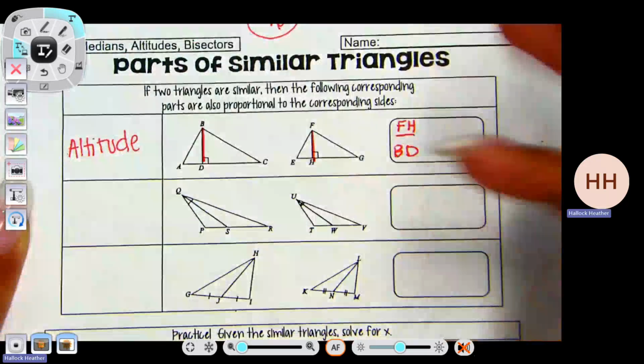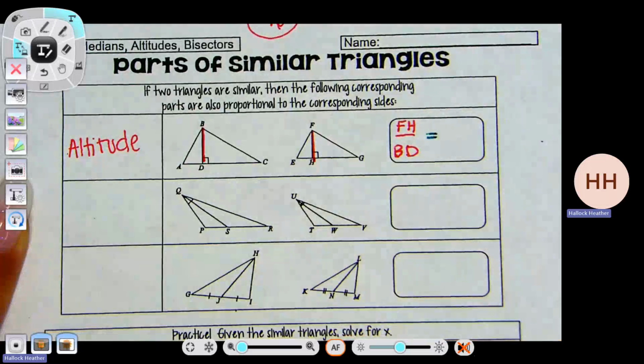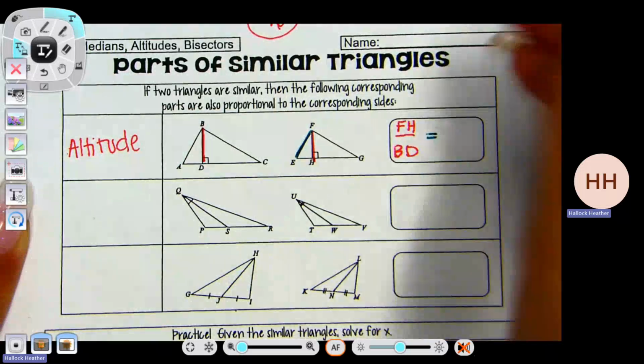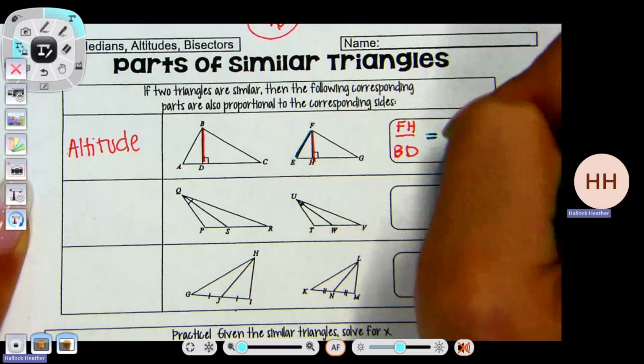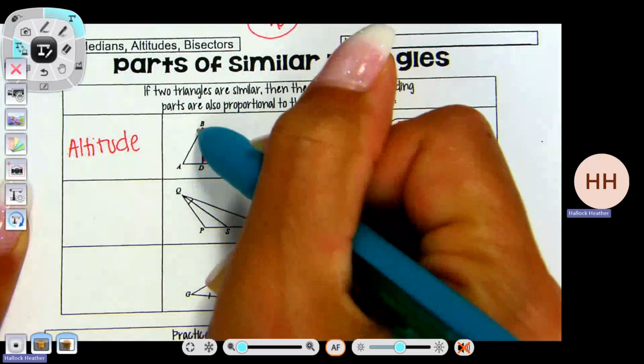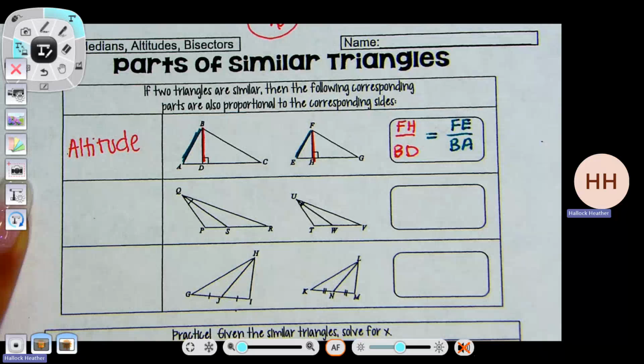The other piece, we're going to set it equal to one of the other sides. So if I say FE is the side that I'm actually given with a number, then it's over BA. So it's still cross multiplying. We just have vocab words involved now. So the altitude is when you have a 90-degree angle because it's standing straight up.